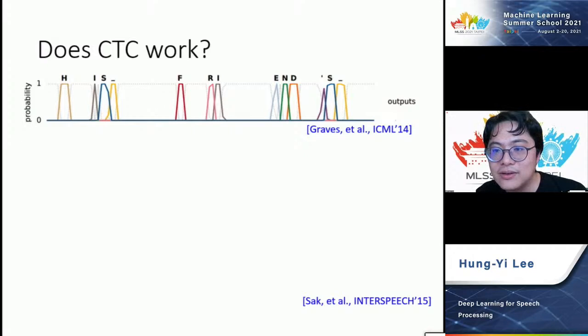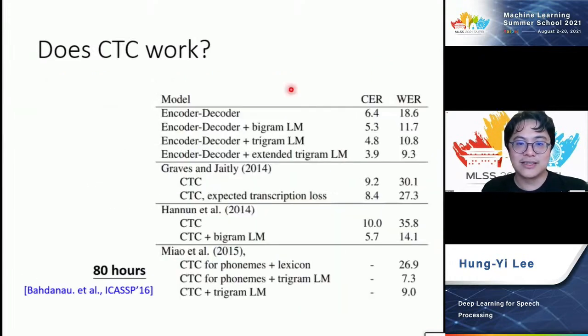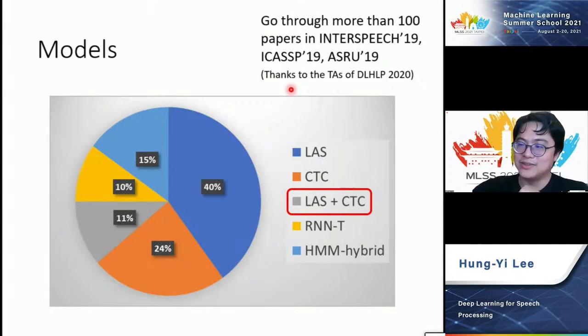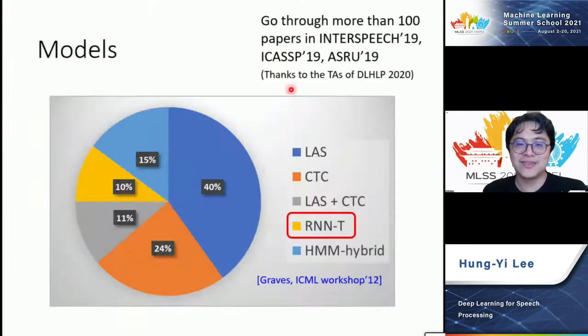Okay, there are no more questions. So this is the CTC model. Then the third one is LAS plus CTC. Due to time limitation, I think I have to skip this one, but the idea is very simple. Just put the two models together.